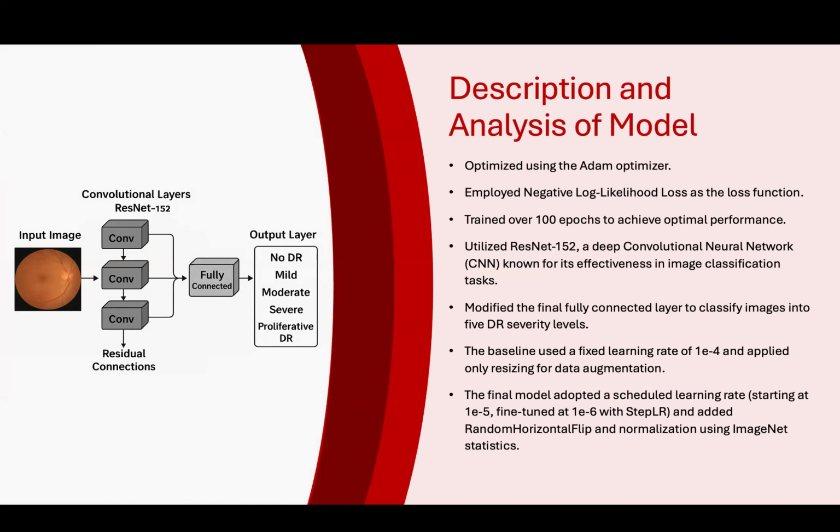Our architecture was based on ResNet 152, a deep convolutional network highly effective for image classification. Key features of our final model include training for 100 epochs, use of negative log likelihood loss suitable for multi-class classification, a modified fully connected layer to classify images into 5 DR stages, and additional steps like random horizontal flip and learning rate scheduling with StepLR.